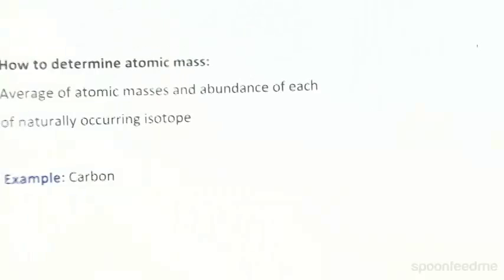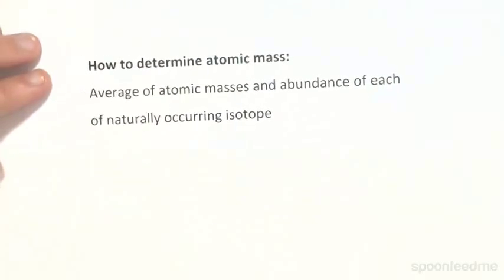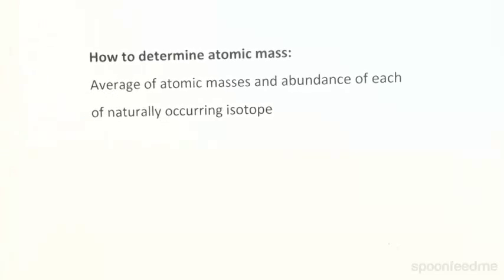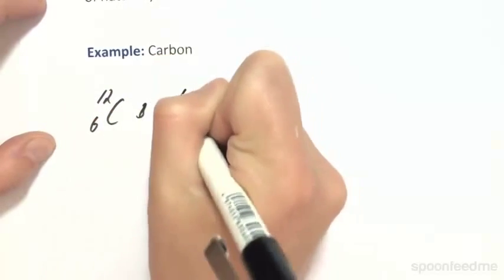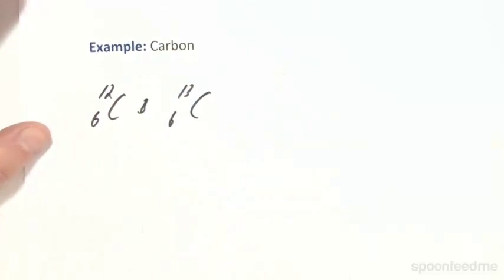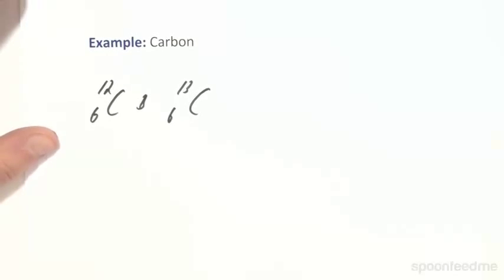Okay, so the last thing I'm just going to look at with you guys is how to determine the atomic mass of a particular element. We do that by averaging the atomic masses according to the abundance of each of the naturally occurring isotopes. So in the case of carbon, let's use carbon as an example. This is going to be, as we saw, carbon-12 and carbon-13, as these are the only two forms of naturally occurring carbon.